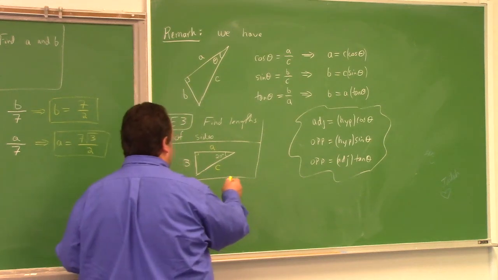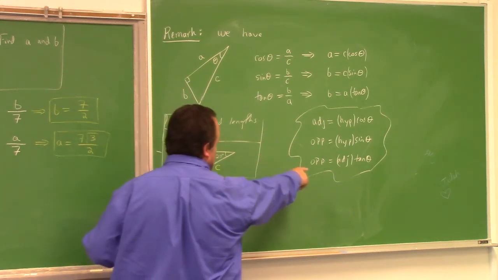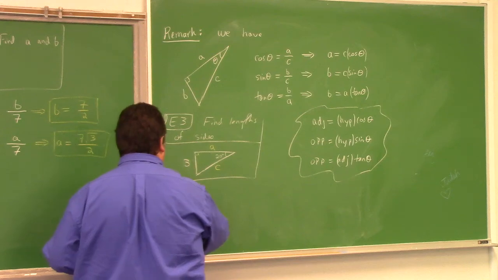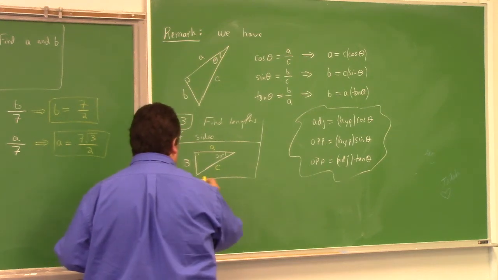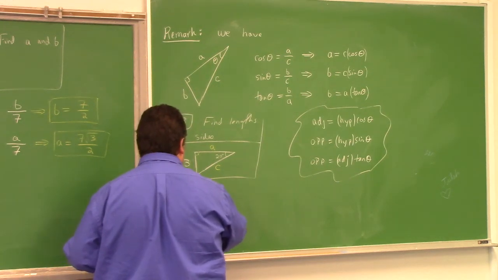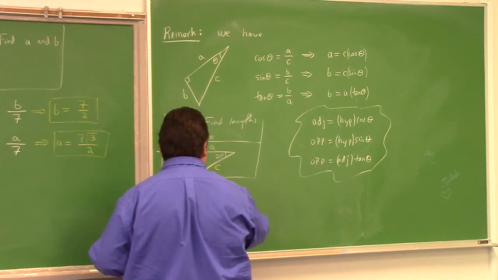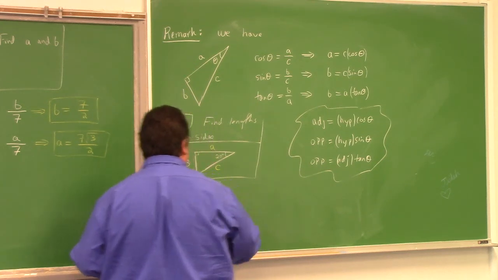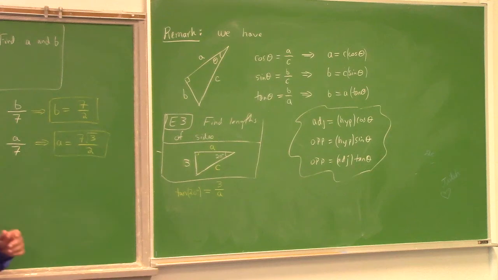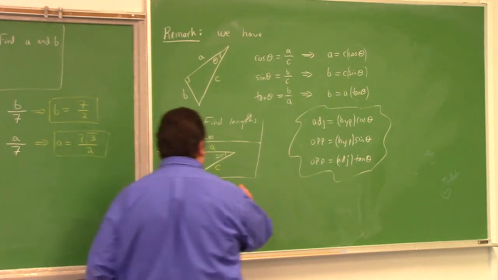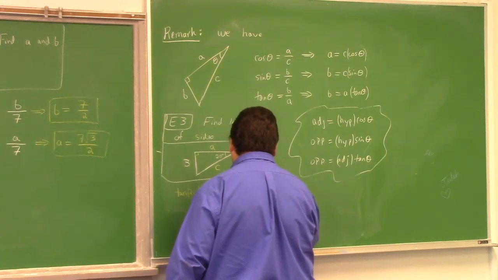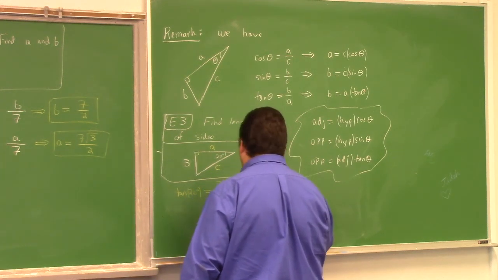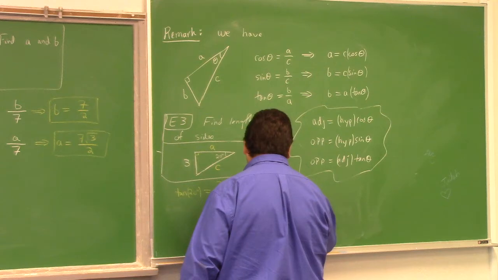So, in fact, I have it right here, right? Oh, but I did it the wrong way. So let me just write it down. It's not the wrong way, it's just not helpful. So tangent of 20 degrees is equal to what? It's equal to 3 over A. So solve for A. What's that give us? A is equal to 3 over the tangent of 20 degrees.